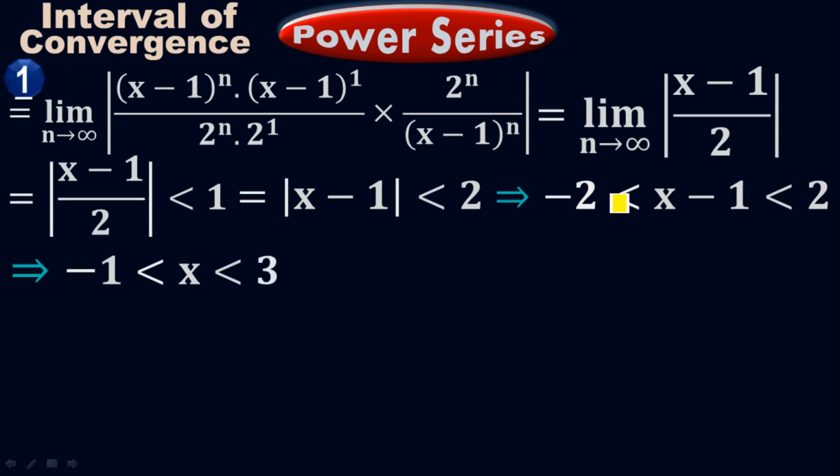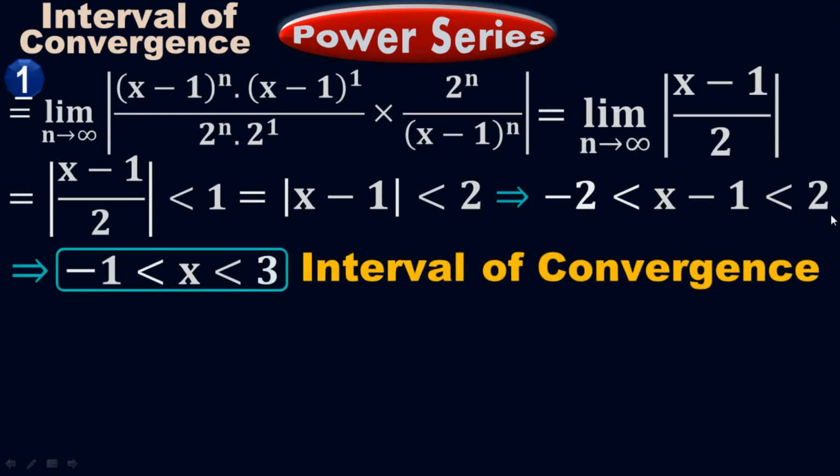Negative 2 plus 1 equals negative 1. Similarly, when I add 1 to the 2, I will have 2 plus 1. 2 plus 1 is 3. So I got this expression now by adding 1. This is the interval of convergence. There we got the interval of convergence of the power series. From here we can see that the power series converges between -1 and +3.